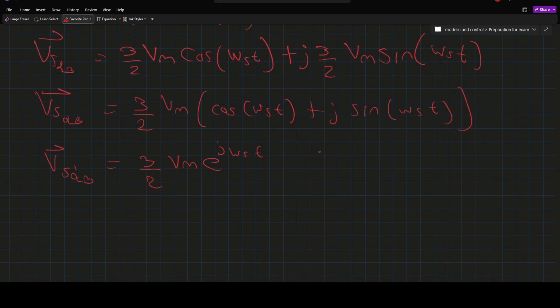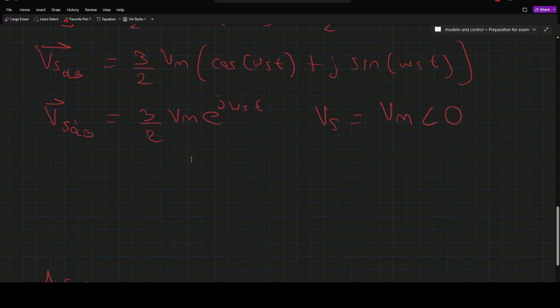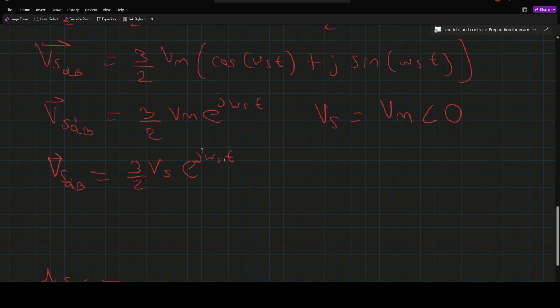And now we can also say that, I'm sorry, Vs is gonna be Vm multiplying an angle of 0. That is what we got here. So we can write this Vs alpha beta is equal to 3 halves Vs e to the j omega st.